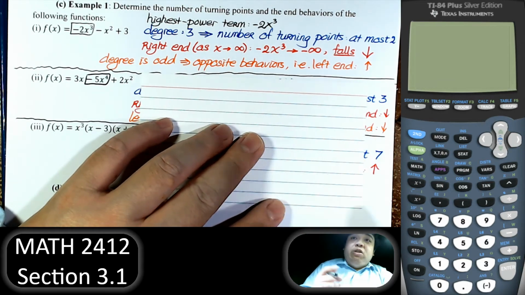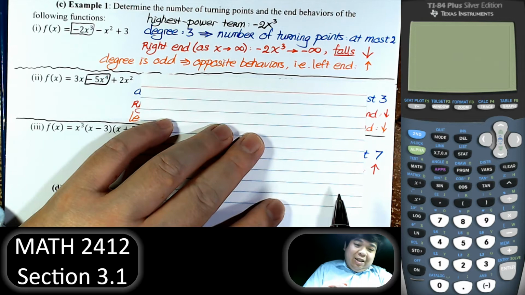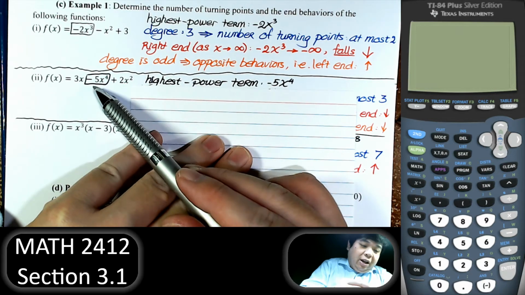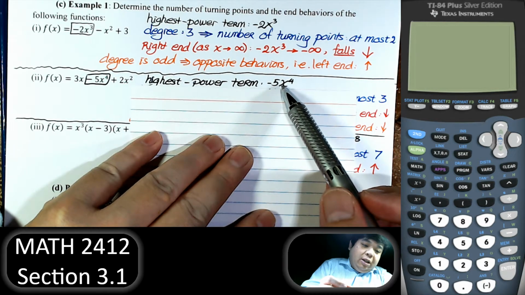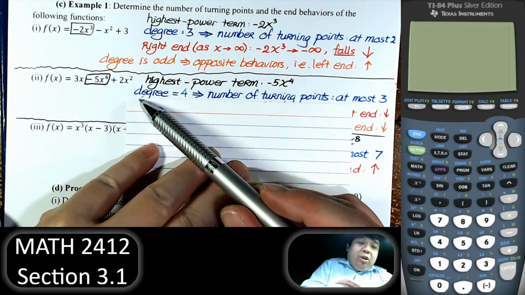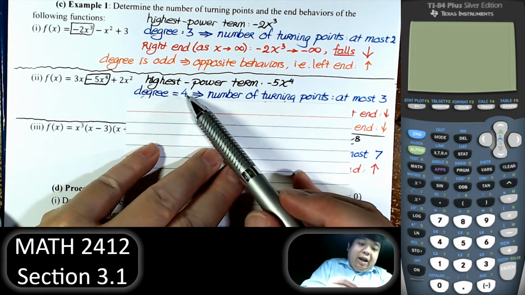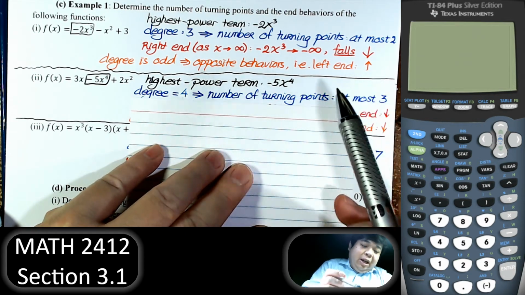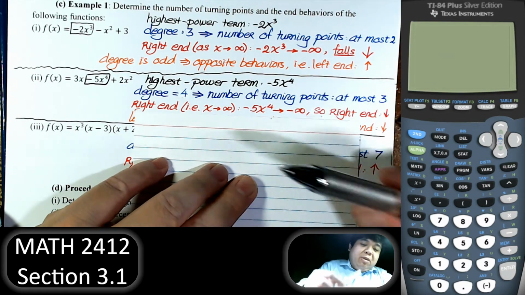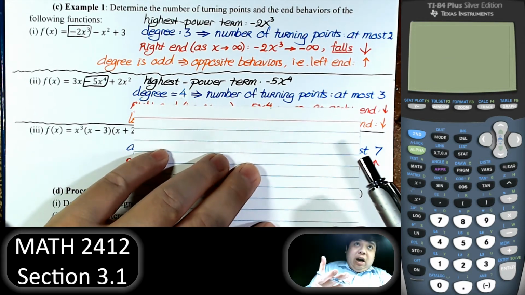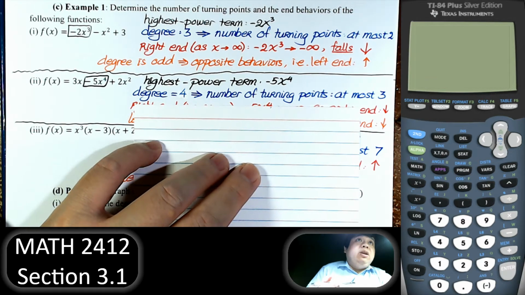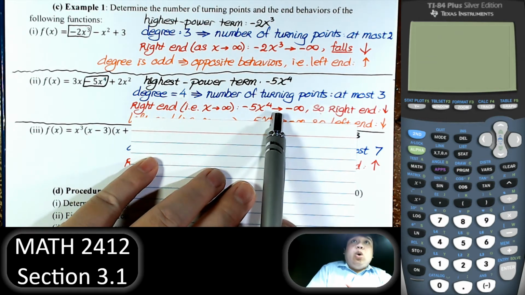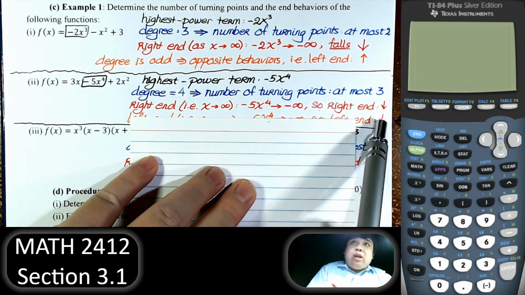Sorry, I paused the video and I forgot to hit play again. So the highest power term is going to be that negative 5x to the fourth power. And with that, the degree is 4, and the number of turning points is 1 less than that, 4 minus 1. Now, it is much better to determine the end behavior by just seeing where it goes to infinity or negative infinity. When x goes to infinity, negative 5x to the fourth goes to negative infinity, so the right end goes down.